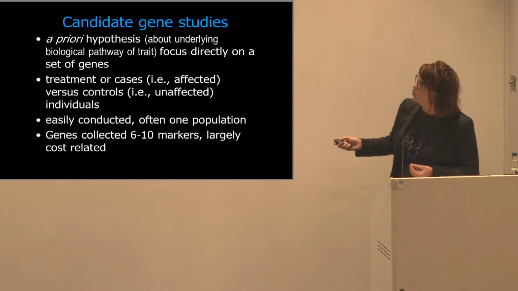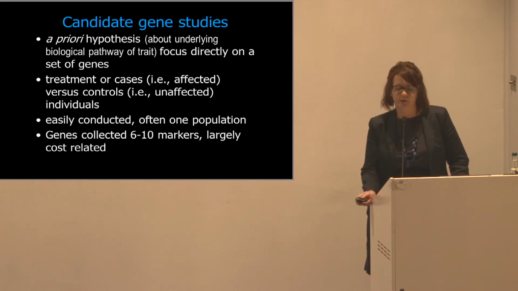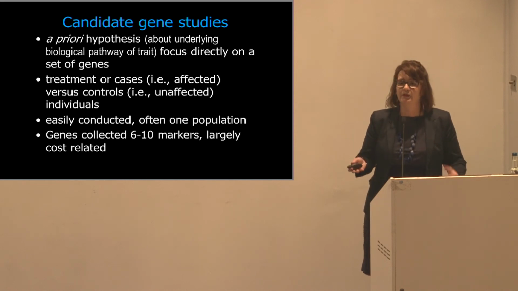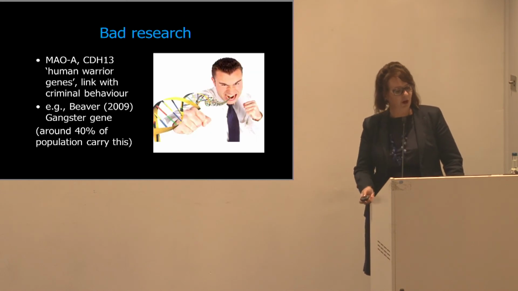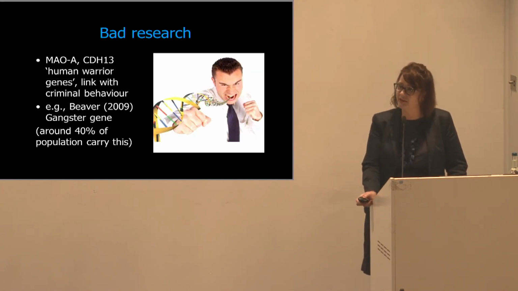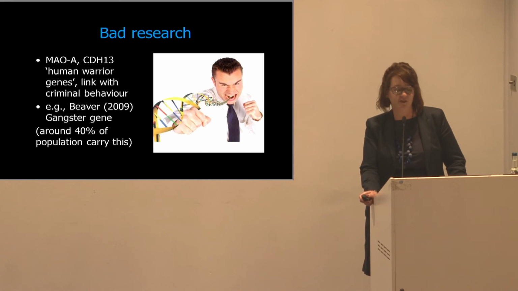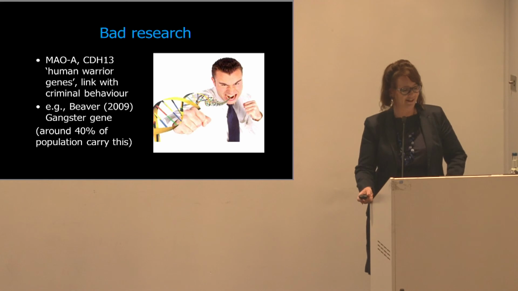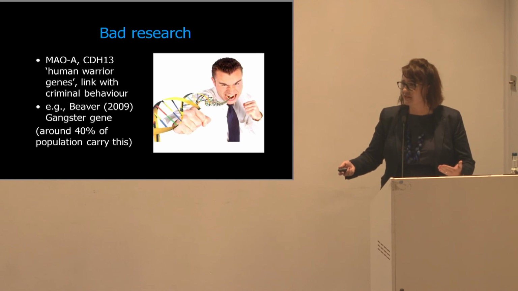These were early studies conducted 10 or 15 years ago, and they were easily conducted, often on a few genotype markers, which was largely cost-related, and they were based on some of the animal or mouse models that we were talking about before. The problem with these studies is that they generated a lot of bad research. You might be familiar with some of the studies by Beaver and others that found this gangster gene or the human warrior gene, present in around 40% of the population. They were publishing these studies quite early.